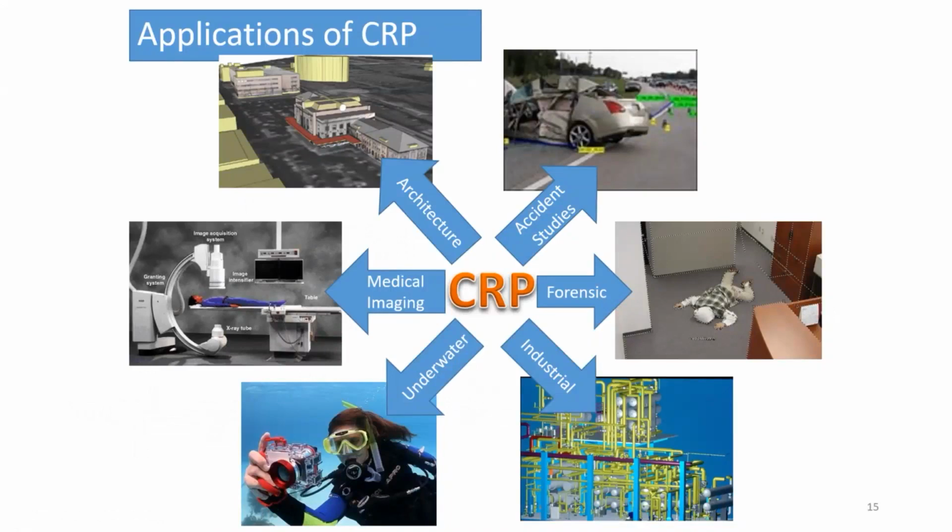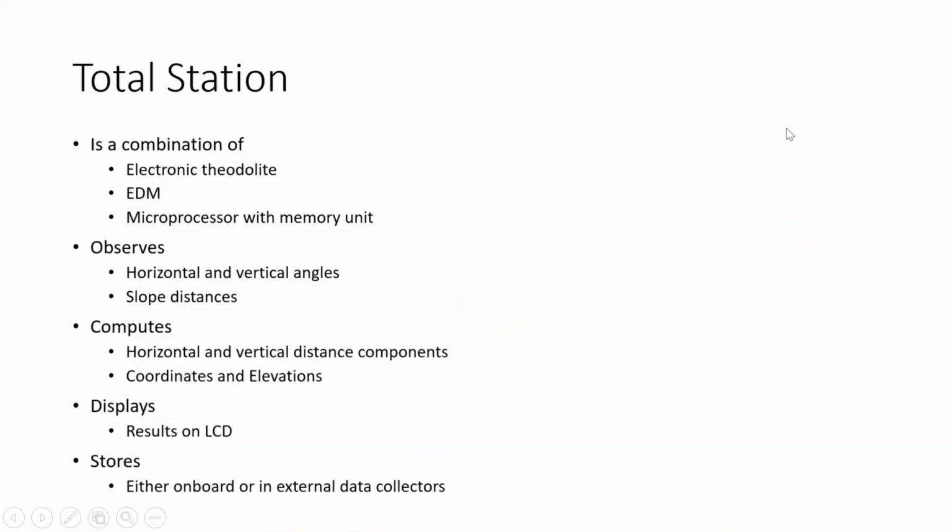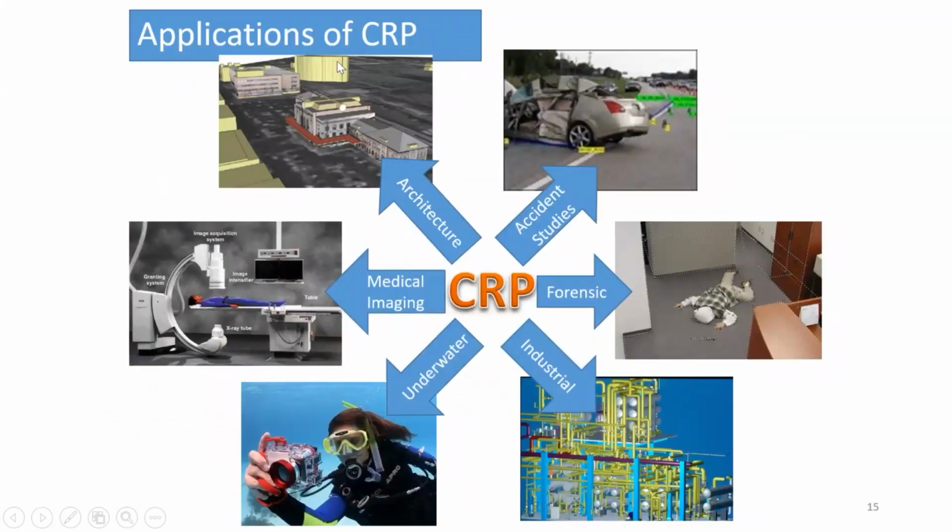These are the various applications of close-range photogrammetry, CRP. In architecture, particularly for mapping buildings, there is a concept called architectural photogrammetry, where old monuments and old temples are documented.